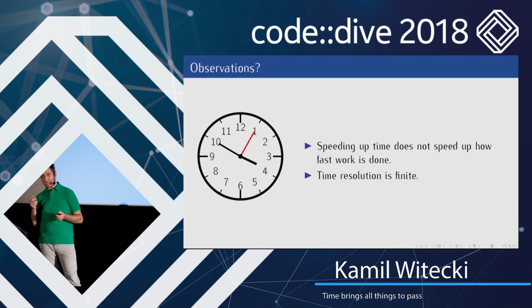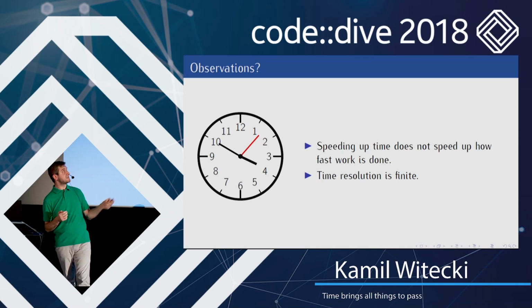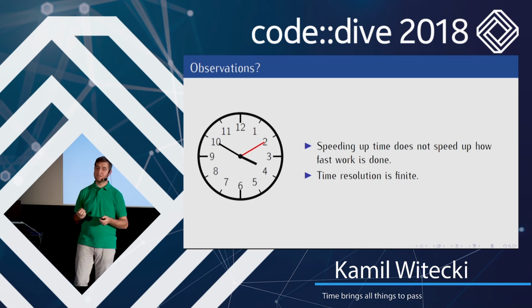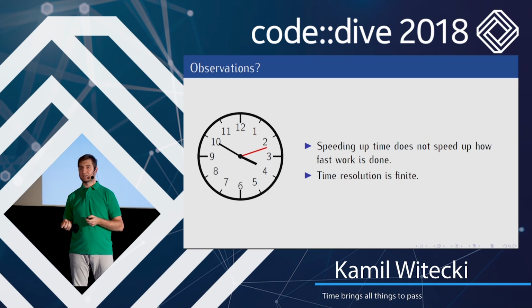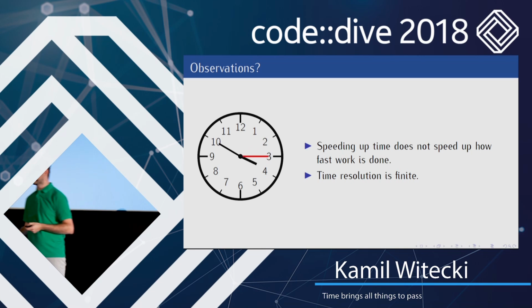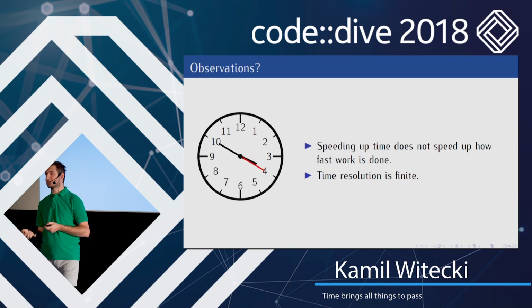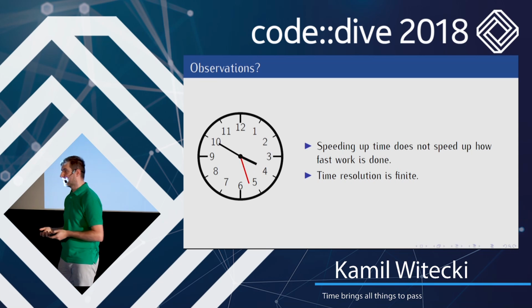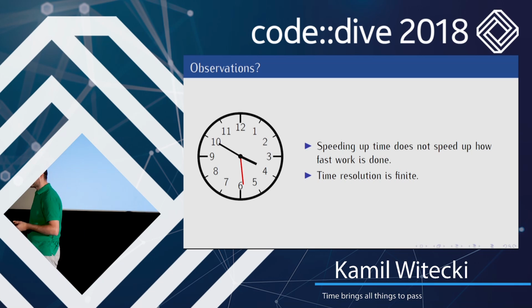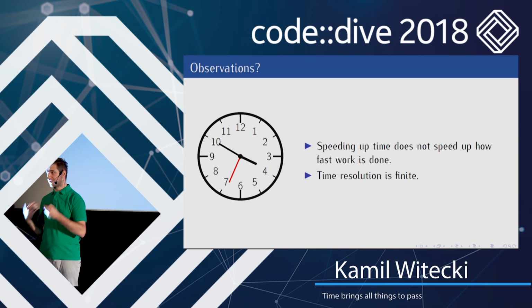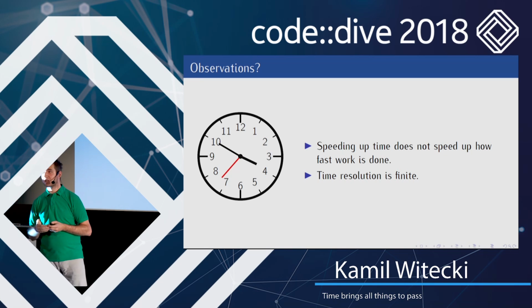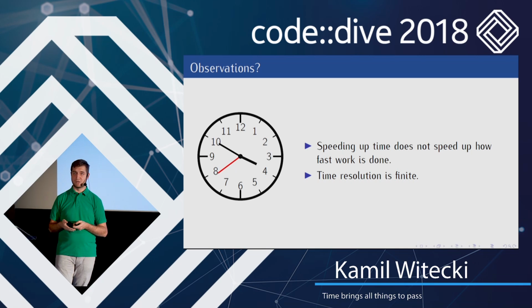So the takeaway from this short experiment is that speeding up time doesn't really speed up how fast work is done. If my CPU takes 100 milliseconds to execute some work, no matter how much I divide this timer, the CPU will still take 100 milliseconds, and I cannot skip that. I just cannot speed up that work. I do not have a faster and faster CPU. I can get a twice as fast CPU, but it still will take 50 milliseconds then. So this limits how much we can actually divide our timers.